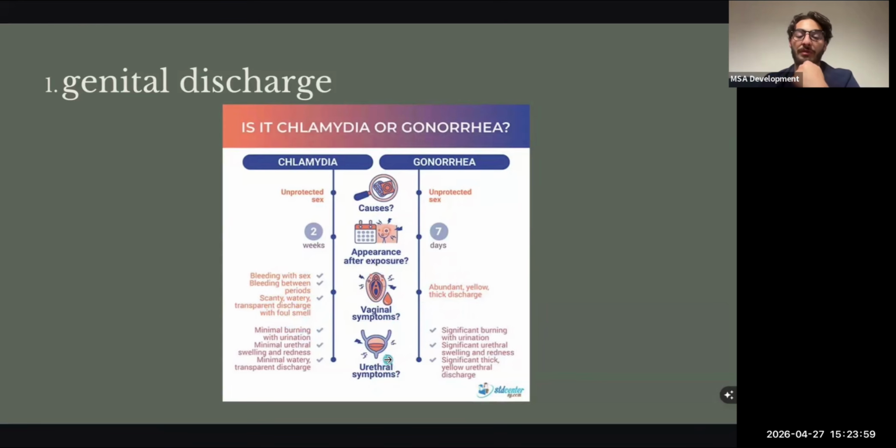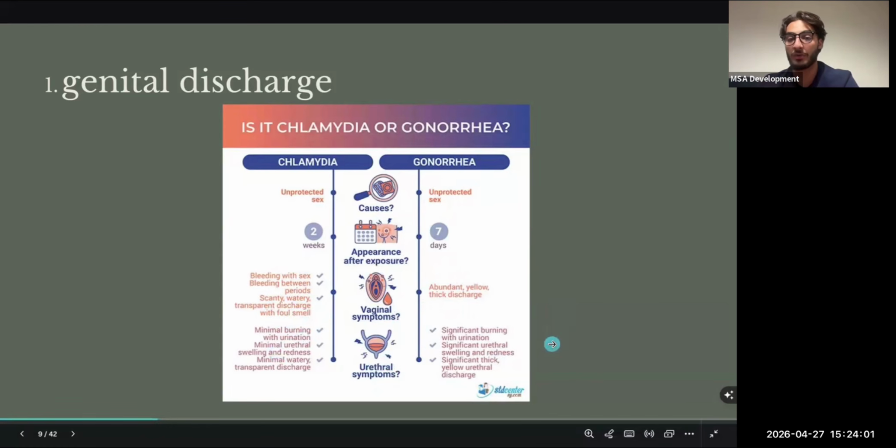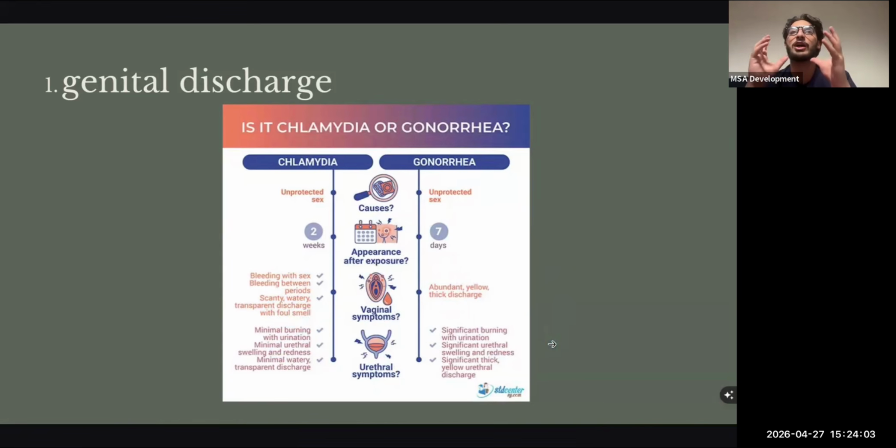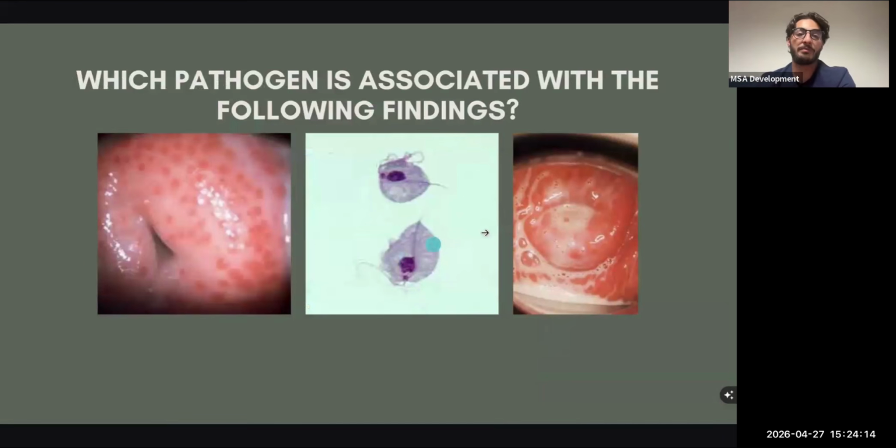So there's going to be burning with urination, although, again, more with gonorrhea. Just try to remember that all of the classic symptoms you would see, you can see in both, but more prominently with gonorrhea, in addition to the color and the consistency of the discharge that we talked about. Now I'll solve this.